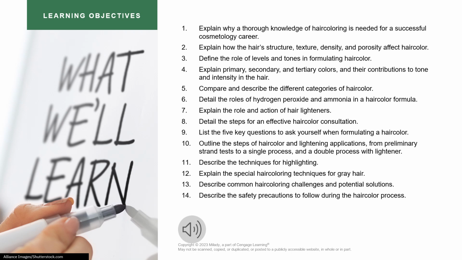5. Compare and describe the different categories of hair color. 6. Detail the roles of hydrogen peroxide and ammonia in a hair color formula. 7. Explain the role and action of hair lighteners. 8. Detail the steps for an effective hair color consultation.